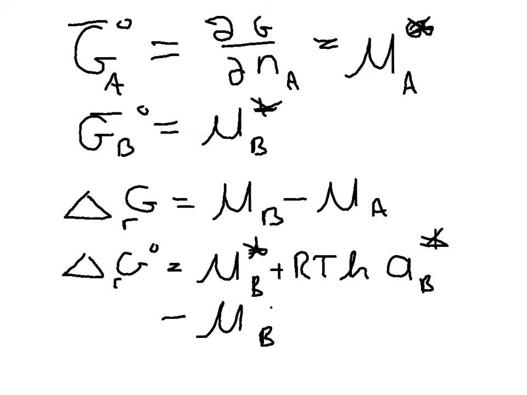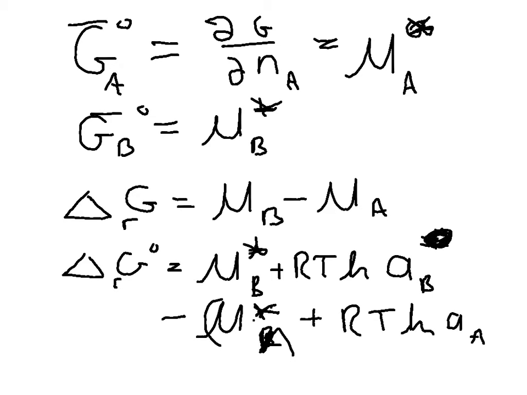And we can do the same thing for A. We can say the chemical potential of A is the standard chemical potential plus RT log activity of A. Let's put a parenthesis on there.